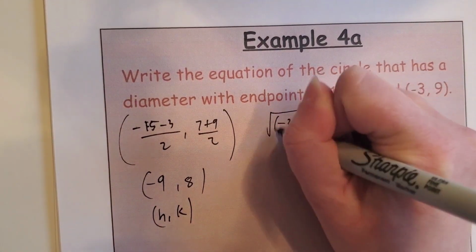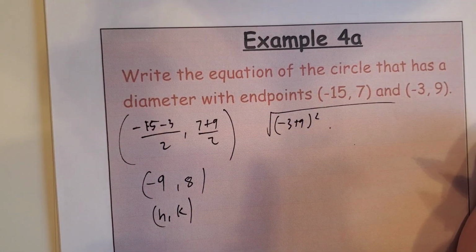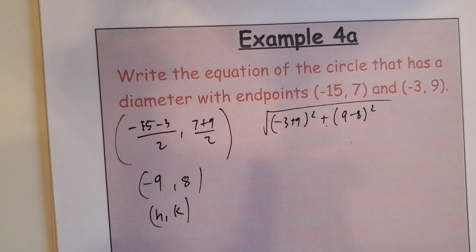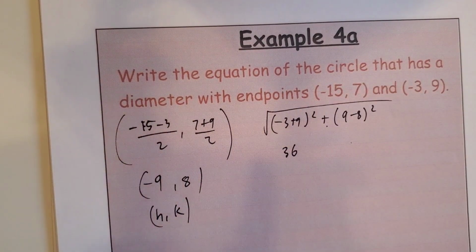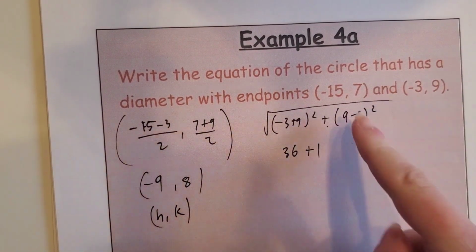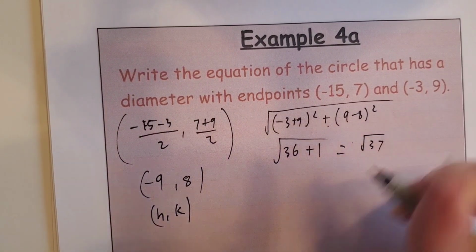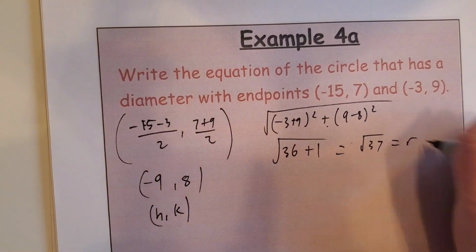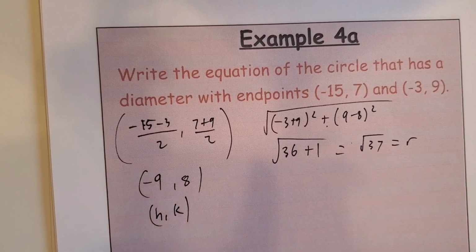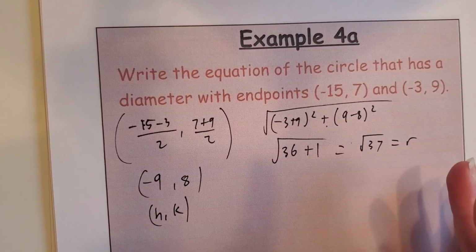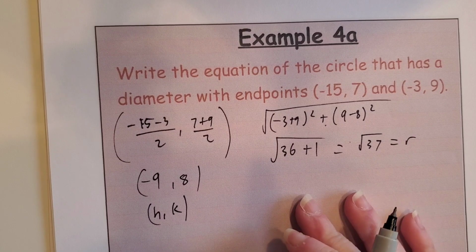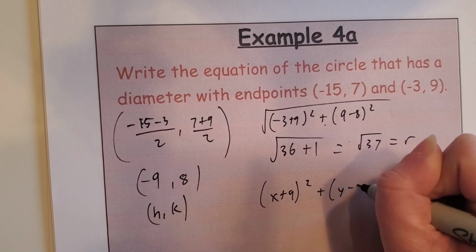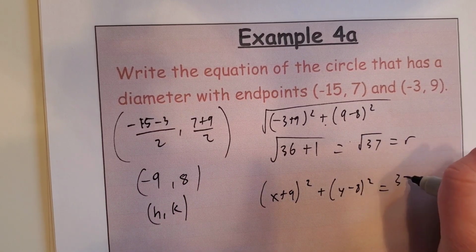Negative 3 plus 9. And then 9 minus 8. Okay. 6 squared is 36 plus 1. So this is square root of 37. Not a perfect square again. Not a big deal. This is your radius, and we're going to leave it as a square root because once again, when you plug it in standard form, square root and squaring cancels itself out. So this is x plus 9 squared minus y minus 8 squared is equal to 37.